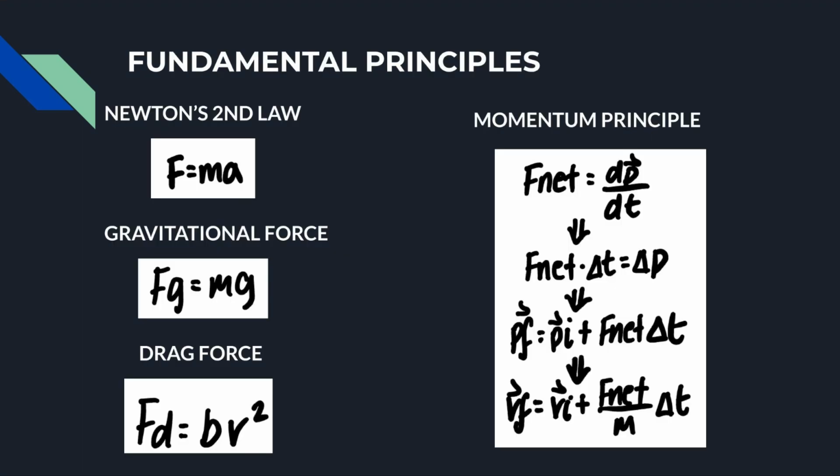As mentioned before, the fundamental principles for this lab are Newton's second law, which means force equals mass times acceleration, the gravitational force, which is Fg equals mg, and then the drag force, which is Fd equals b v squared, and b is just going to be a constant that allows the drag force to work. And then the momentum principle, and from this we're able to derive a velocity update formula and position update formula that we're going to use in the GlowScript code.